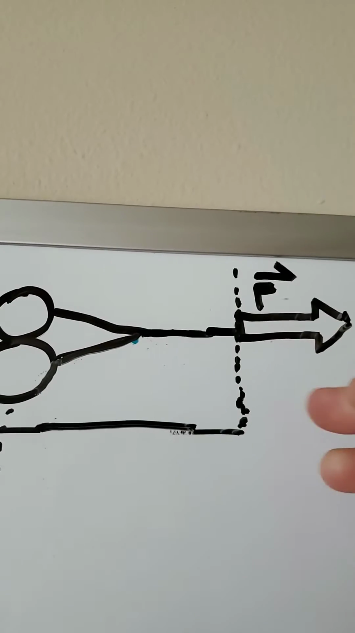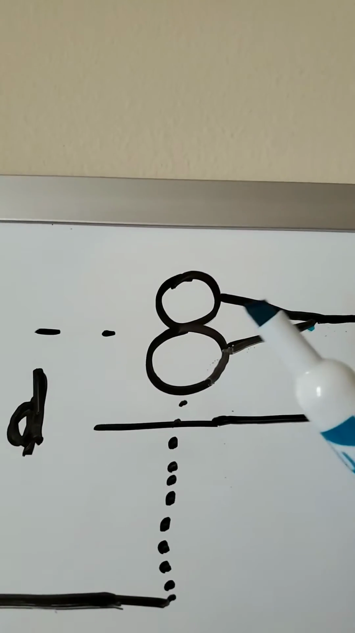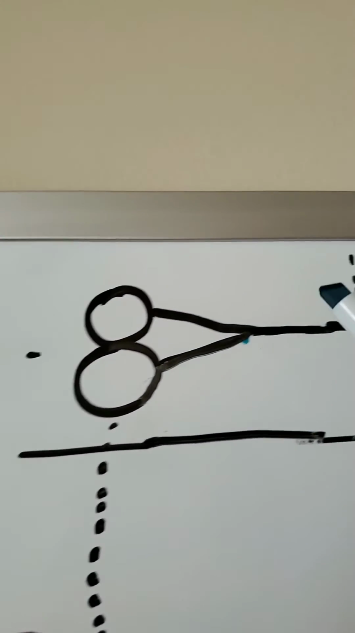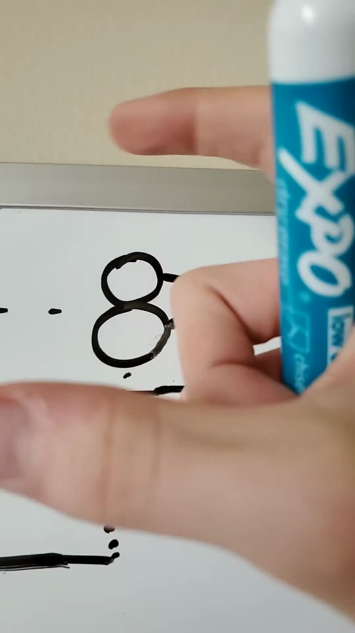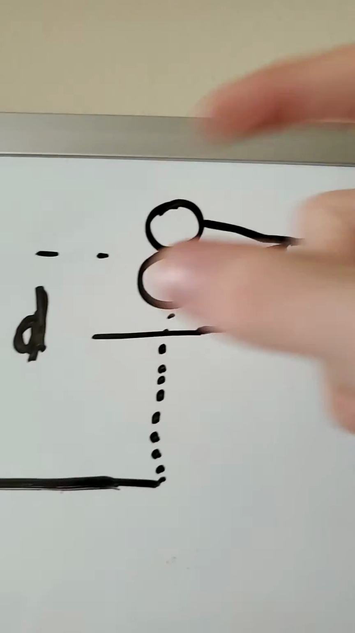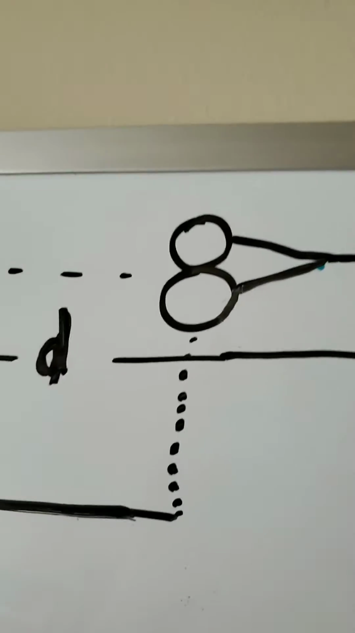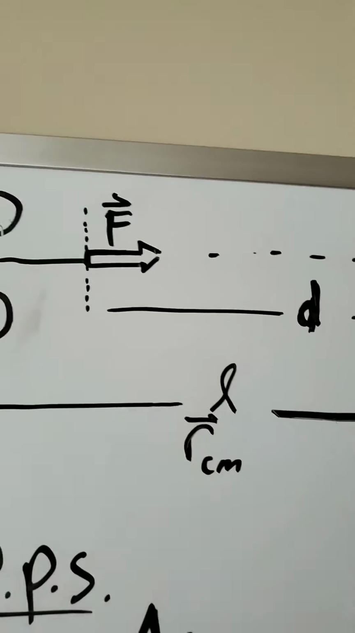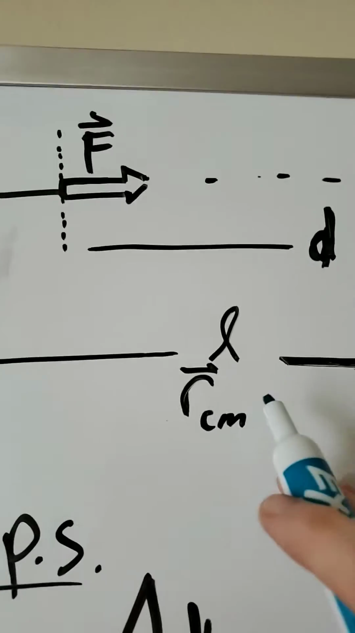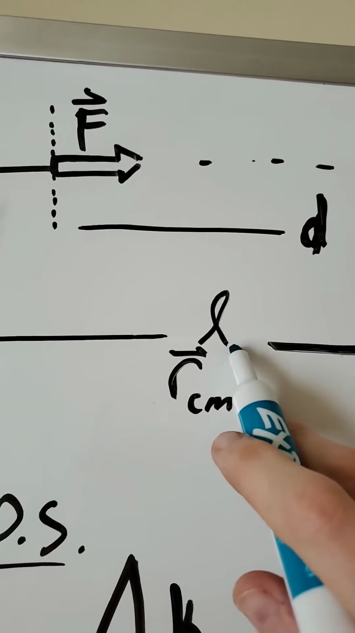Right, and we'll see that as F is pulling, these two discs will become closer and closer together, because those strings just pull, and the discs themselves will get closer.